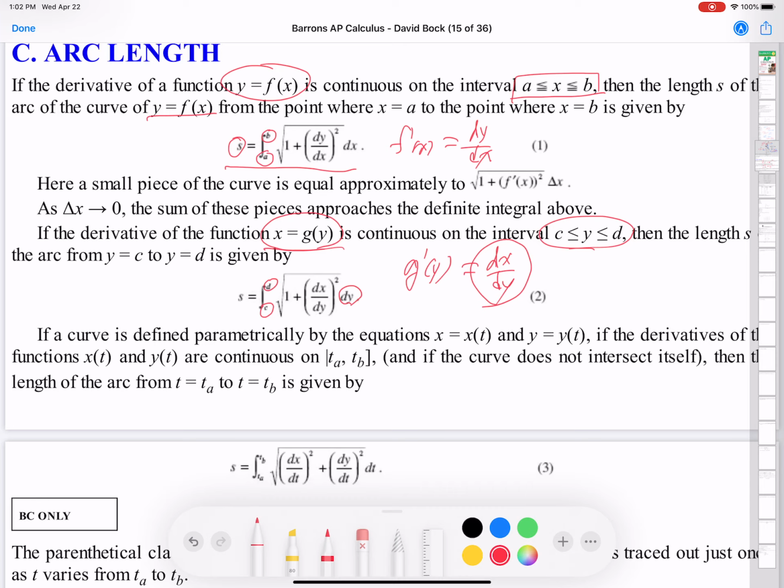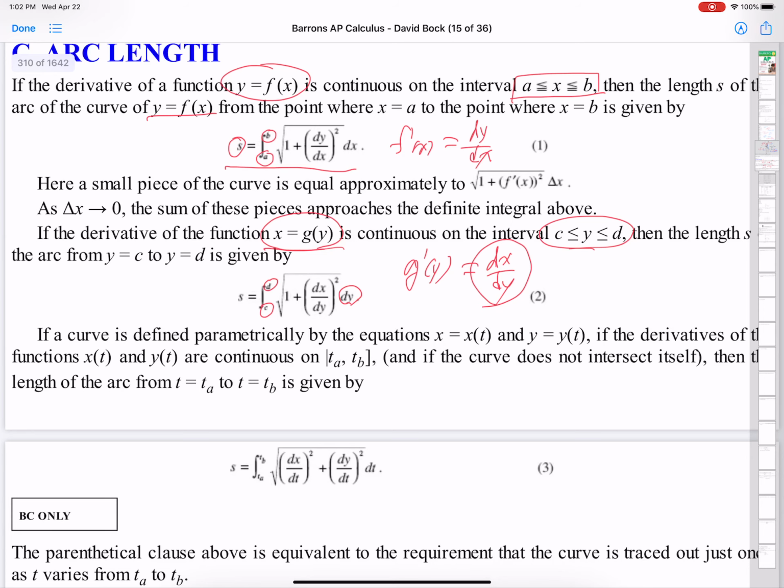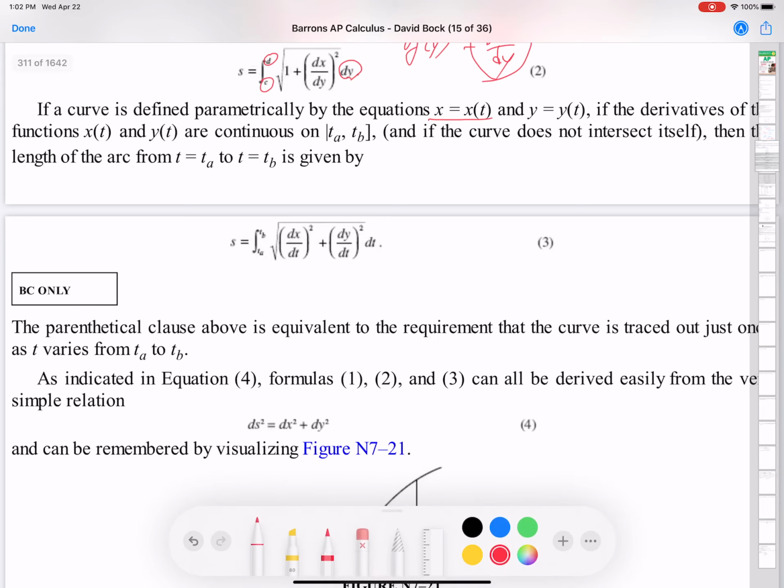The third type is about a parametrically defined function. So the third type looks like this. x and y are defined by a different variable, the parametric variable t. So x equals x(t), y equals y(t). So t is the parametric variable, and we know the interval of t, not x values or y values. The interval is given in t values. And then find the arc length of that parametrically defined function.